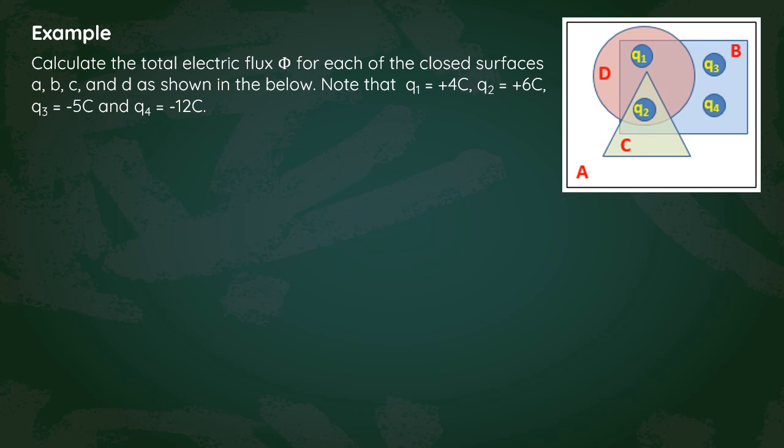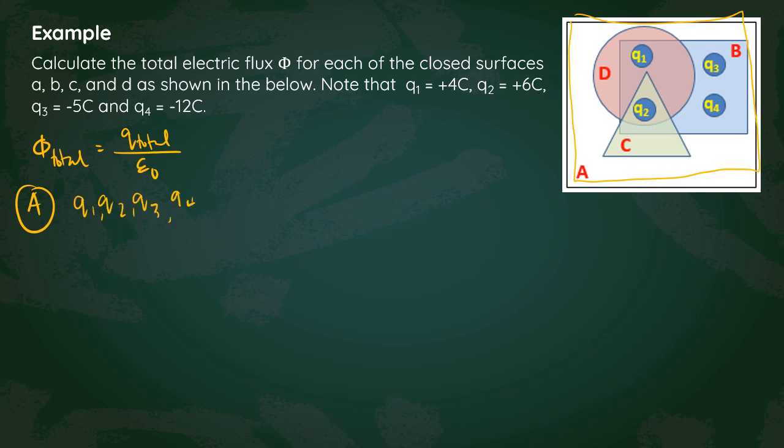Again, your total electric flux can be calculated with the total charge divided by the permittivity of free space. We have 4 surfaces. To start with surface A, what are the charges present in surface A? If this is surface A, the biggest rectangle there, your surface A has all of the charges Q1, Q2, Q3, and Q4.